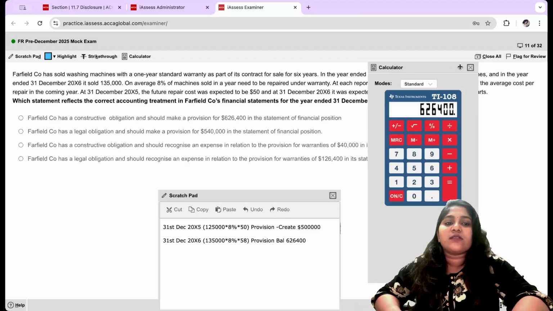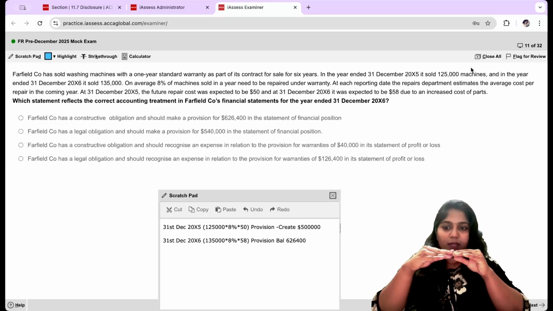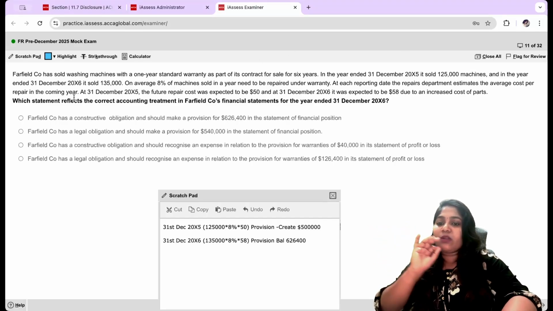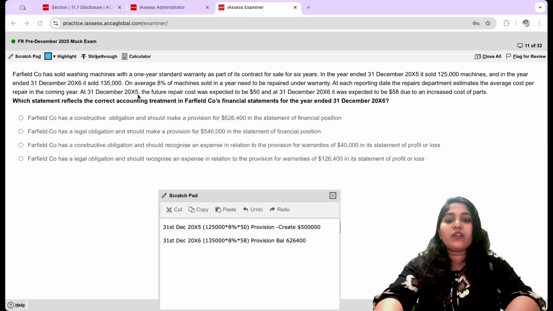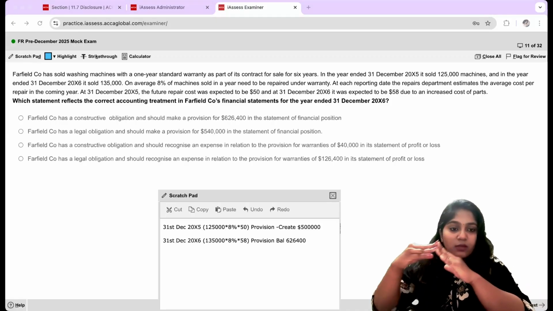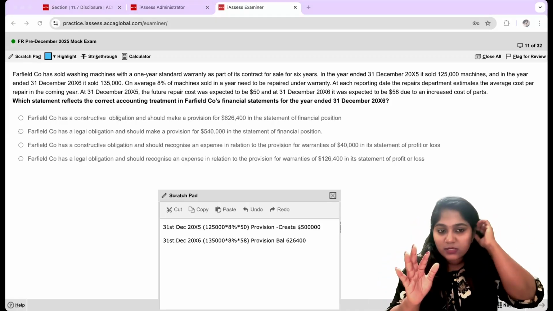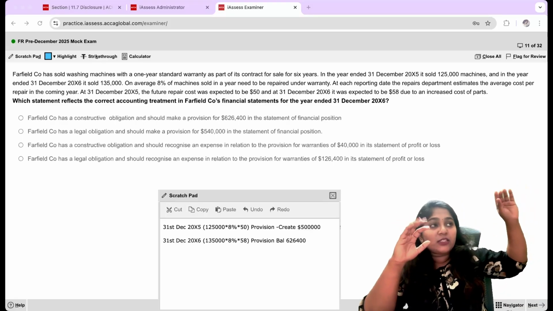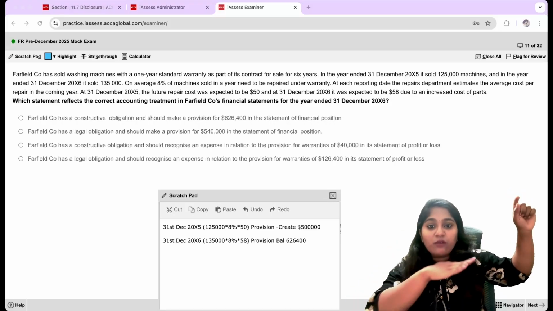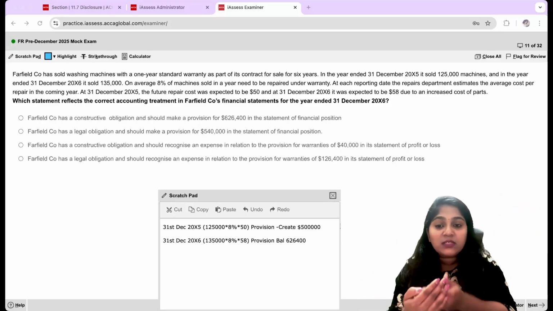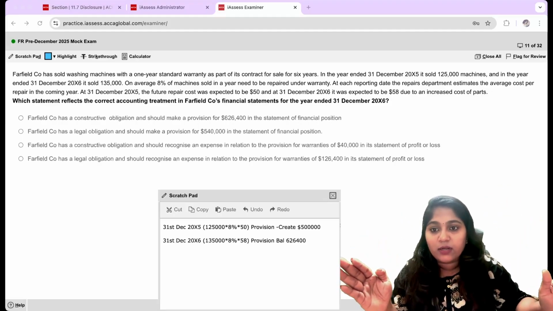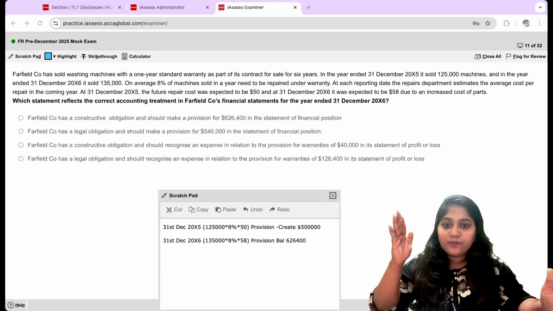Now most of us make this mistake. Look at the options. Fairfield company has a constructive obligation and should make a provision for 626,400 in the statement of financial position. The question is, which statement reflects the correct accounting treatment in the financial statements for the year ended 31st December X6? Guys, please understand, not X5. I would have already created a provision last year for $500,000. That's my closing balance. This year I should have a closing balance of 626,400. That means the increase in the provision is only 126,400, and I record only 126,400. The answer has to be option D.